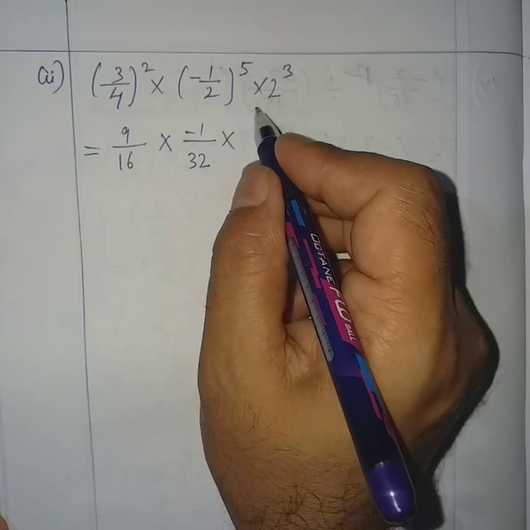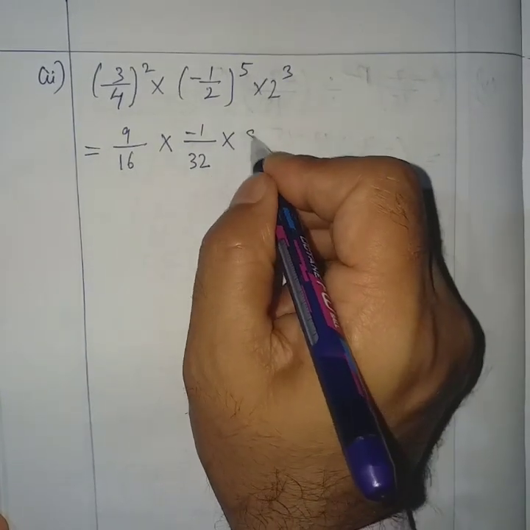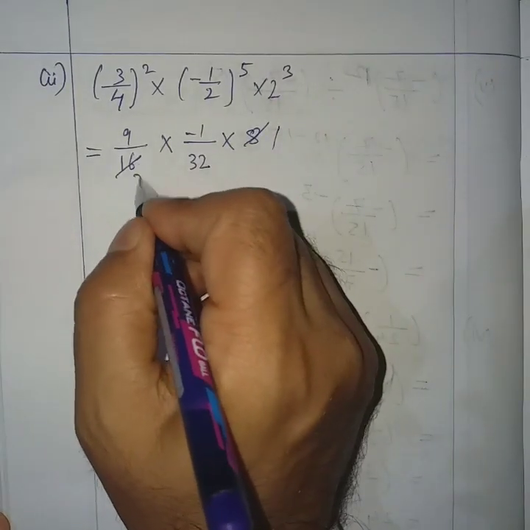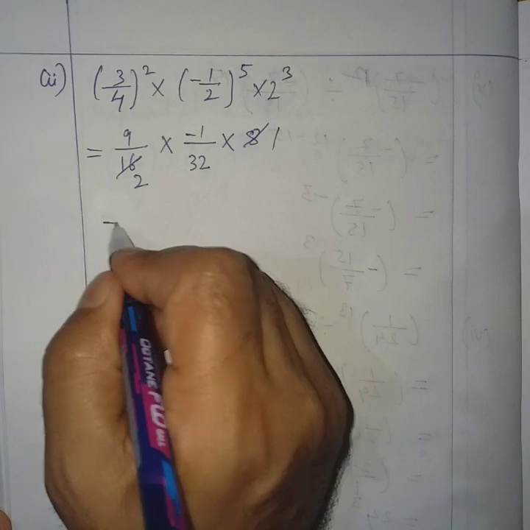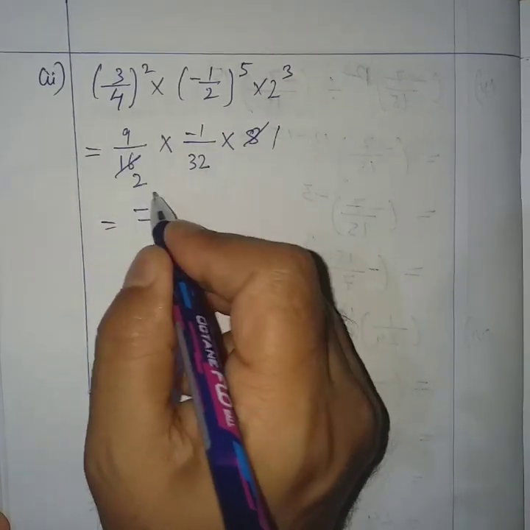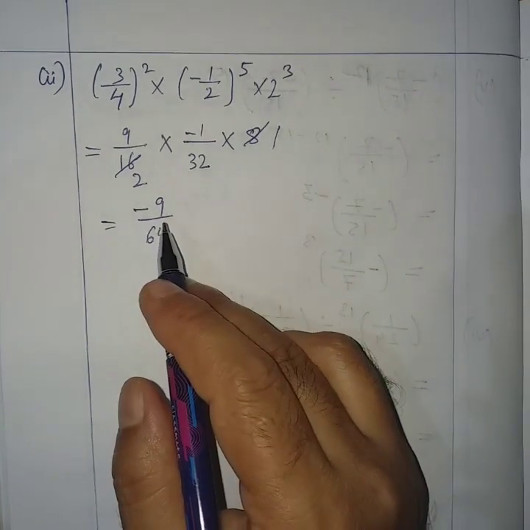2 into 2 into 2, 5 times 2 you have to do, and 2 to the power 3 is 8. Okay, so now here 8 ones are 8, 8 twos are 16. So here we are getting minus 1 into 9 is minus 9, 32 into 2 is 64. So we have expressed this one as a rational number.